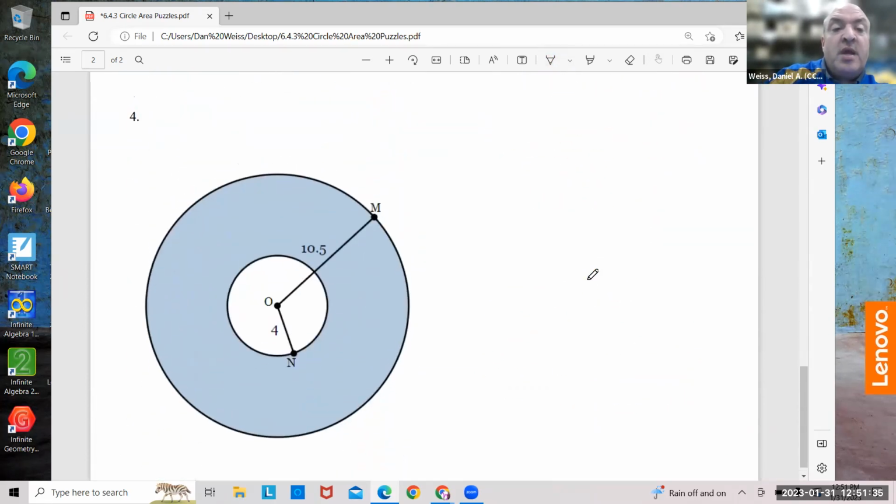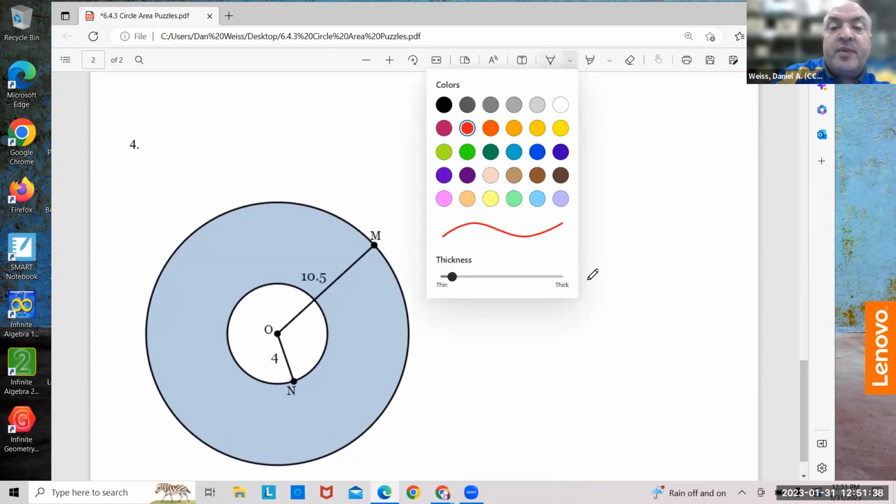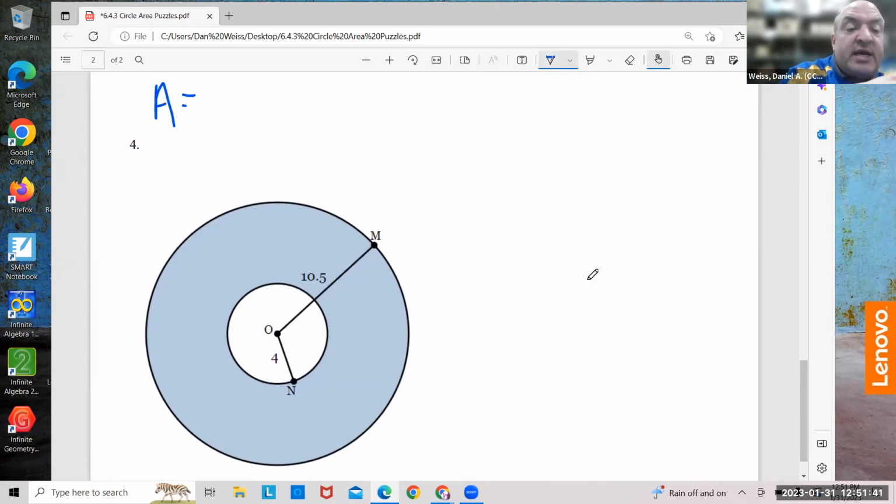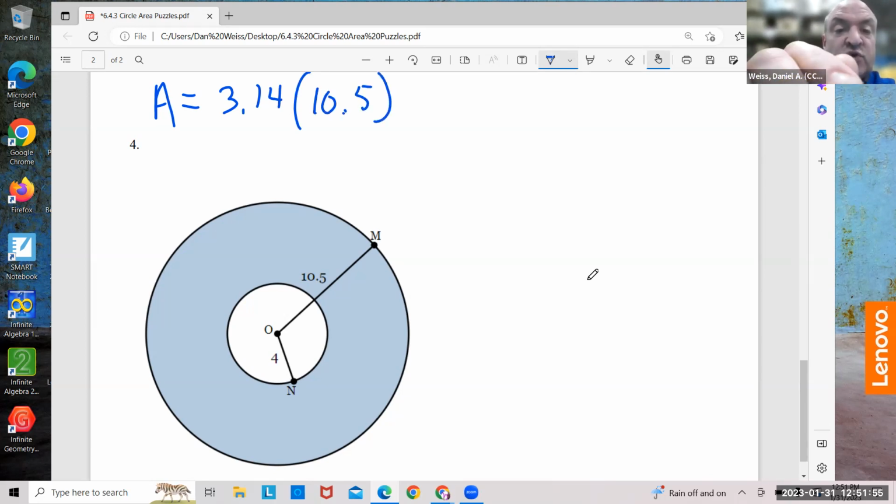Let's look at one more. I'm going to do the same thing one more time. I'm going to take the area of the entire circle, which is pi r squared. 3.14. What's the radius? 10.5 squared. So what is 10.5 squared? That is 110.25. And I'm going to multiply that by 3.14, and I get 346.185.